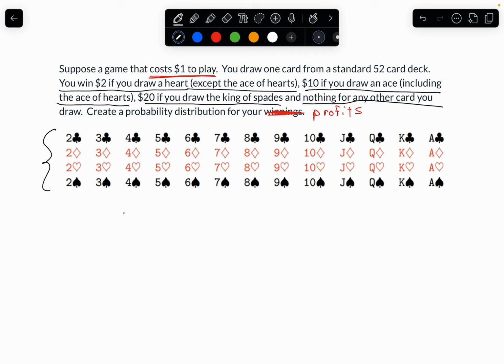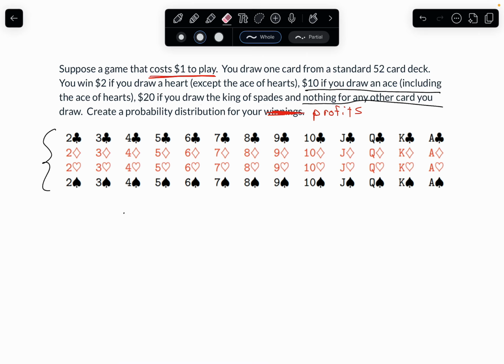We want to create a probability distribution for our profits. So the profit is how much money we get to keep at the end of this. Remembering, hey, this game just cost me $1 to play. I had to pay somebody $1 just to get to play this game. So I'm going to have to take that into consideration.